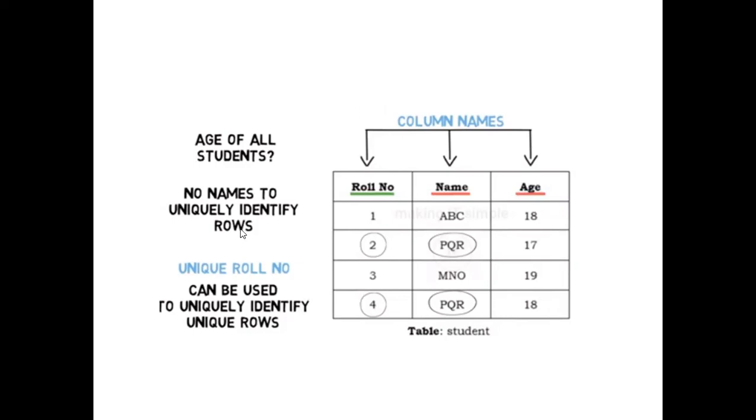But what happens if I want the data from a particular row? We are not given any row number or name for the row so that we can access that particular row and fetch the data corresponding to that row.